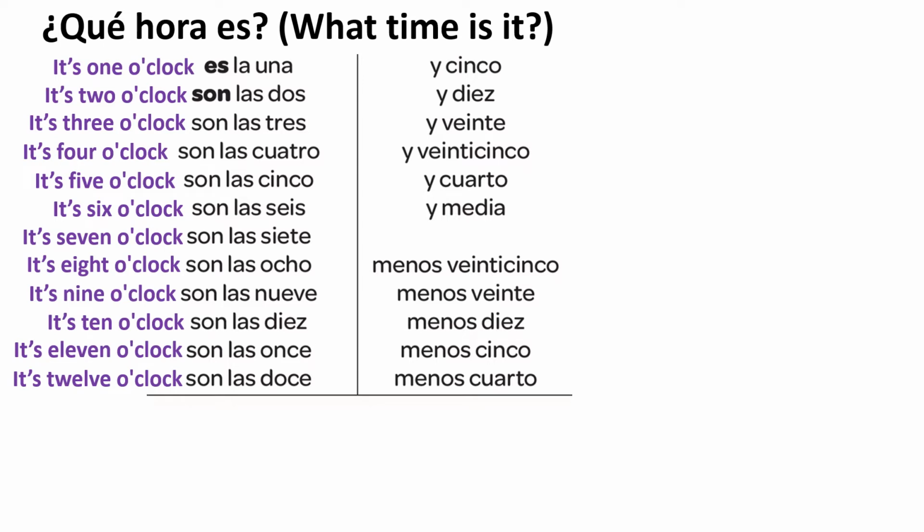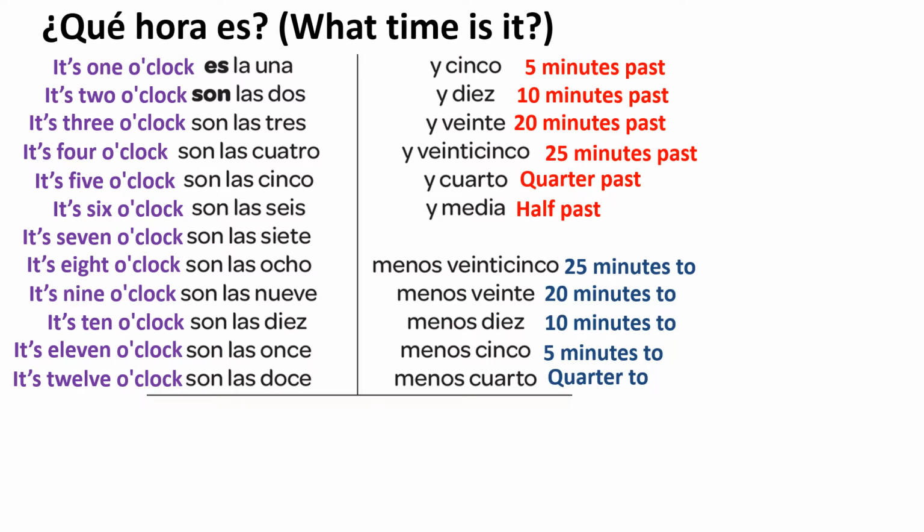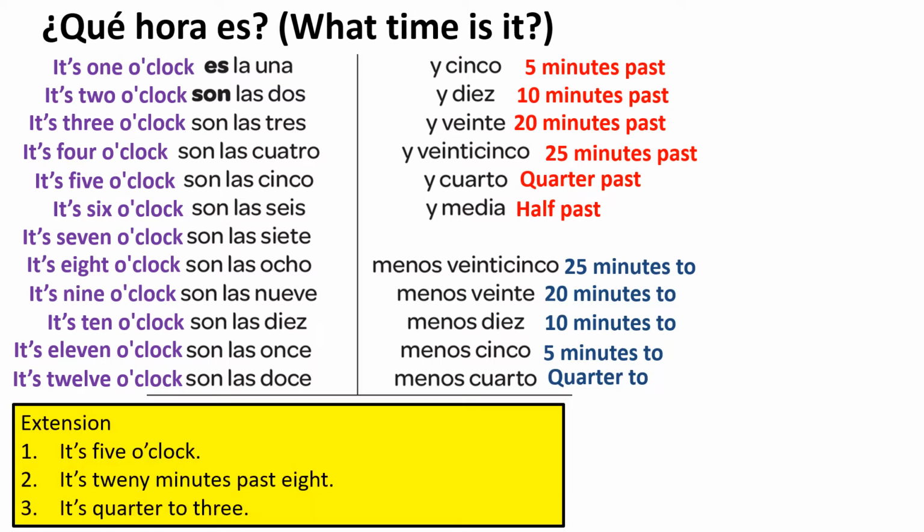And then can you get the minutes past? Y 5, 5 minutes past. Y 10, 10 minutes past, etc. And then finally get the minutes to, menos 25, 25 minutes to, menos 20, 20 minutes to, and so on. And then once you've got that vocab down, I'd like you to have a go at these extension translations to put that into practice. Okay, so put the video in pause now, get that vocab down, and when you're ready to see the answers to the extension, press play.